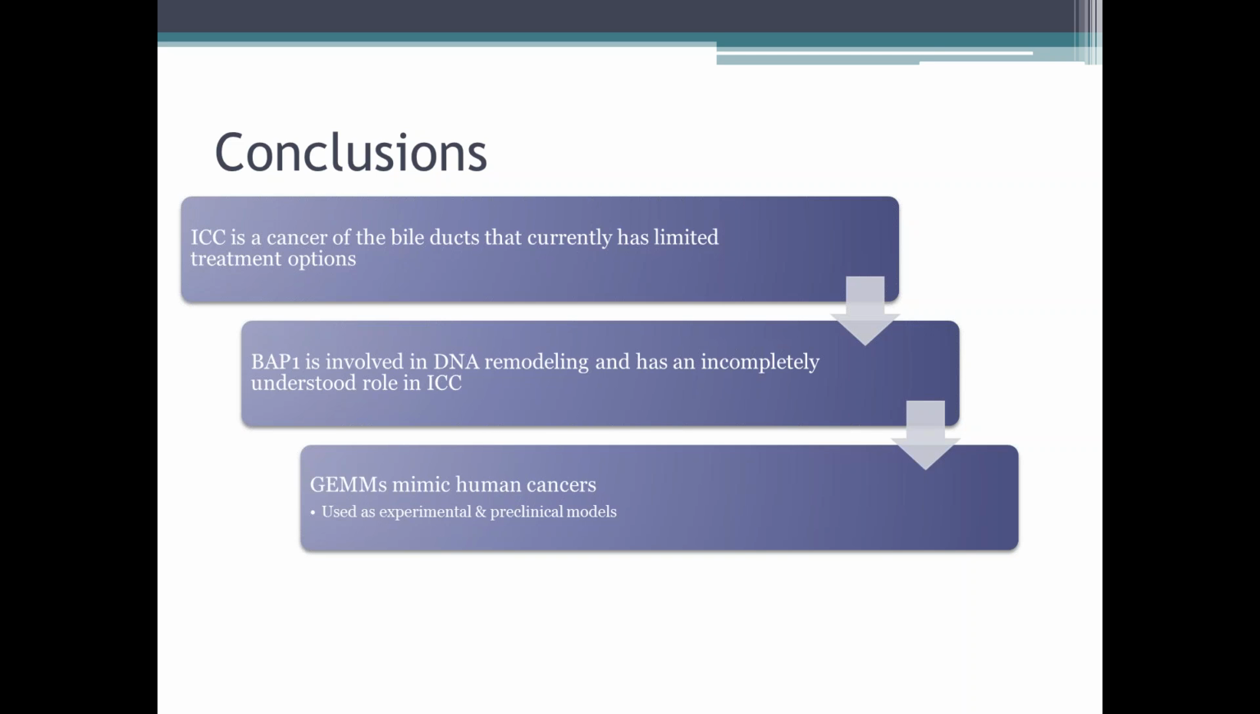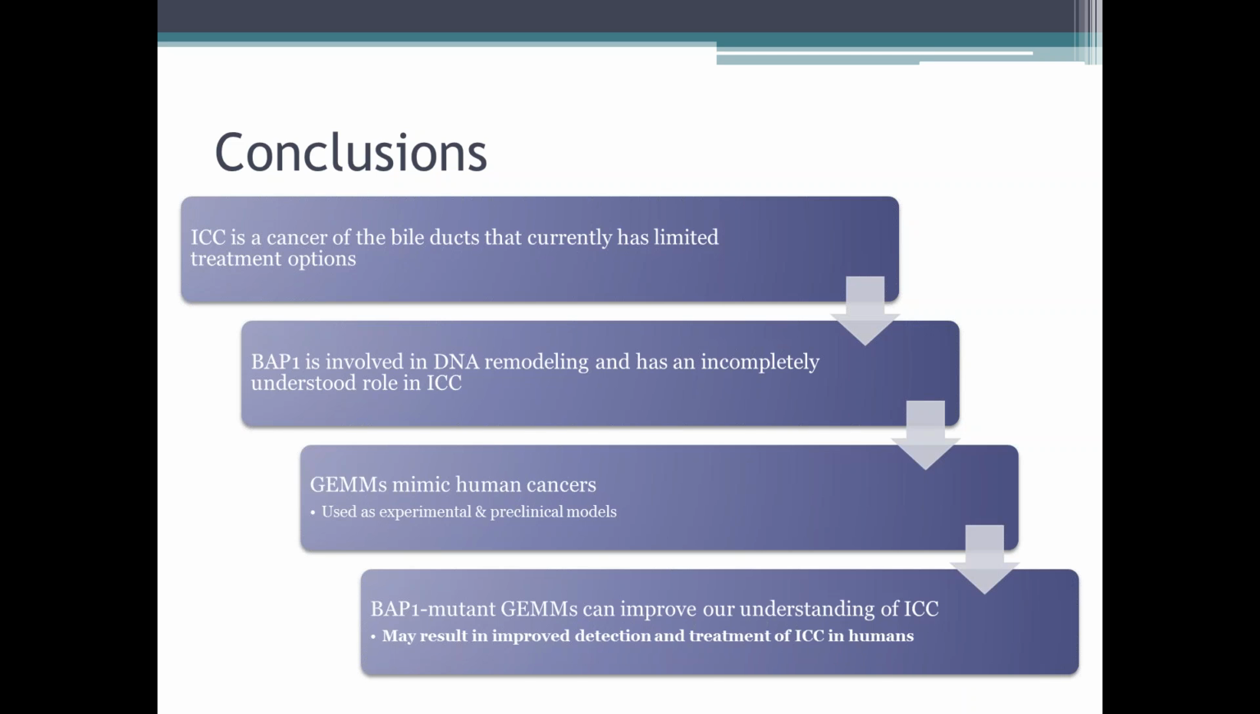Genetically engineered mouse models, or GEMs, mimic human cancer, and so we can use them as preclinical models to study a disease of interest. And finally, a GEM that incorporates a BAP1 mutation or loss of BAP1 may ultimately improve our understanding of intrahepatic cholangiocarcinoma and improve outcomes for patients who develop intrahepatic cholangiocarcinoma.